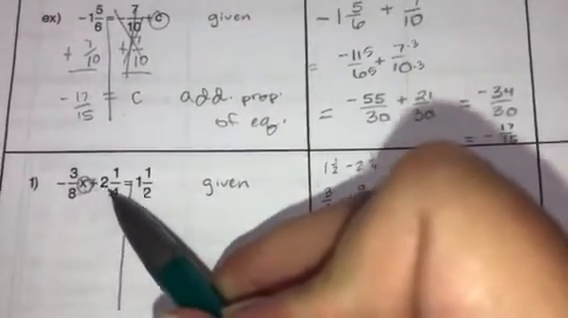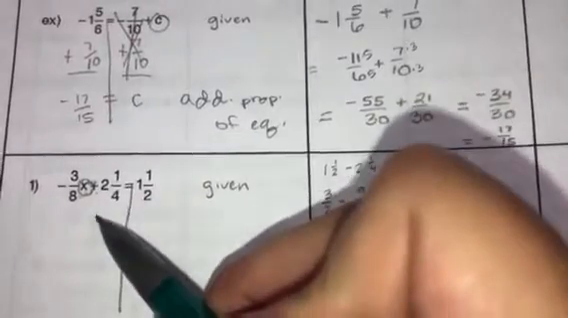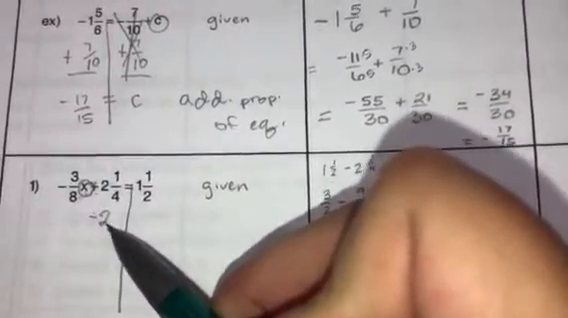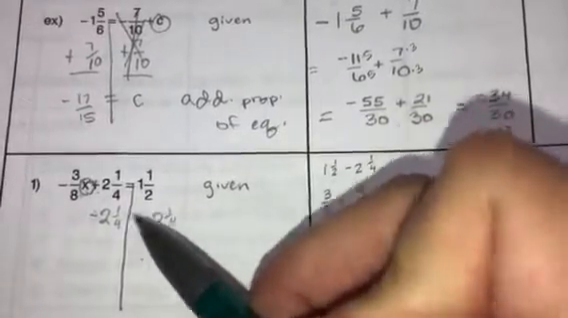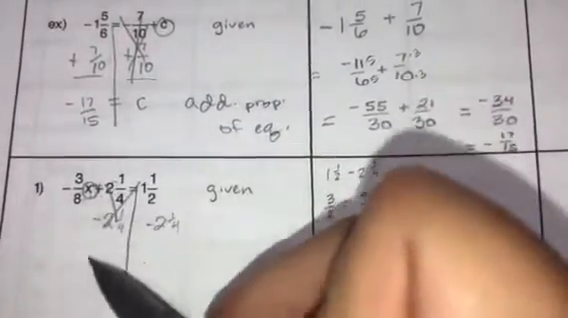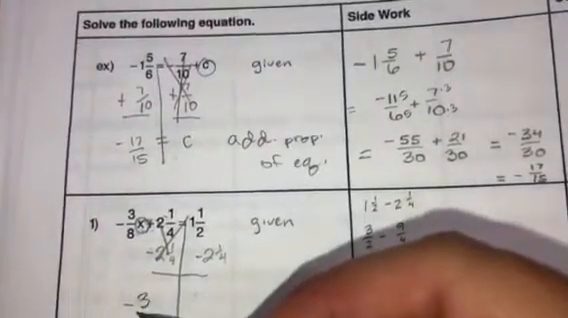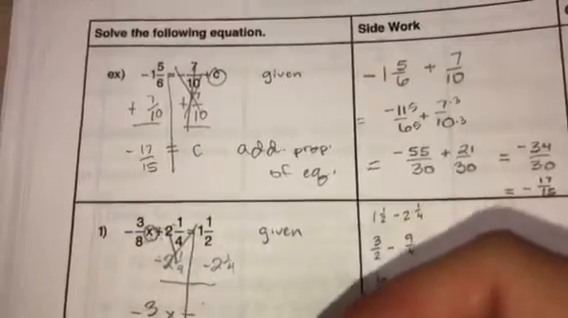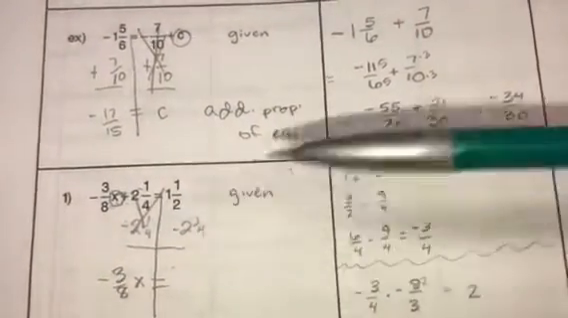The first thing I have to get rid of is the thing farthest away from it on the same side, and that's the plus 2 1/4. So in order to get rid of a plus 2 1/4, I subtract 2 1/4 from both sides. When I cross that out, I see that that leaves me with negative 3/8 equals, and there's what I need to work out right here, 1 1/2 minus 2 1/4.